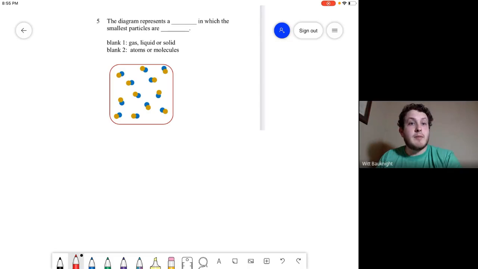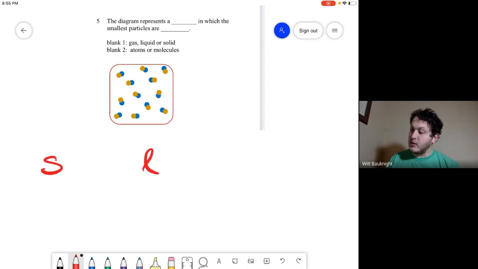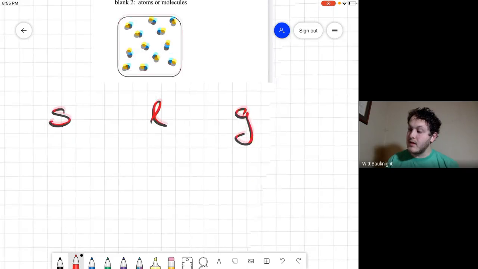So this problem states the diagram represents a blank in which the smallest particles are blank. So this first blank is asking about what phase the material is. Now in chemistry right now, we have solids, liquids, and gases.